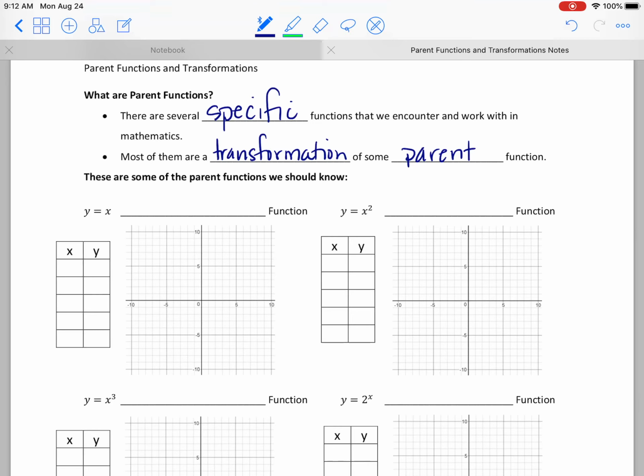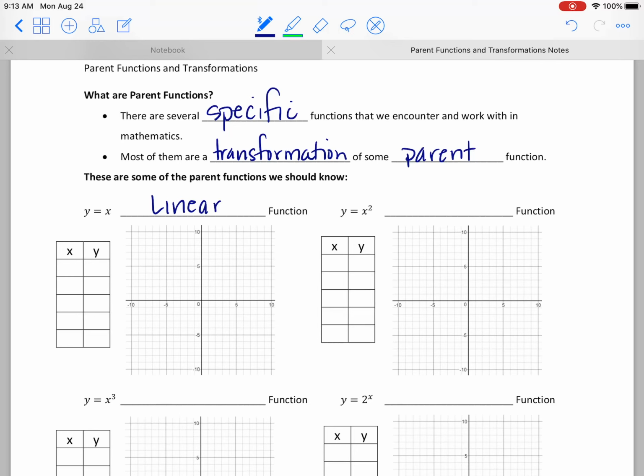For example, y equals x. Y equals x is an example of a linear function, and it is the parent linear function. So it's the basis for all linear functions. All linear functions are going to be some transformation of this particular parent linear function.